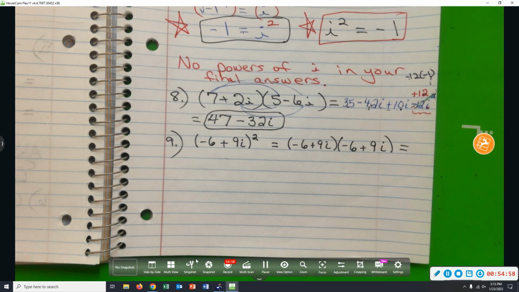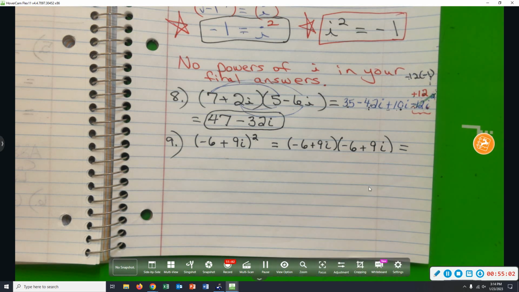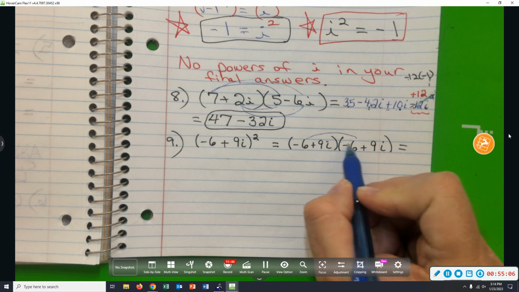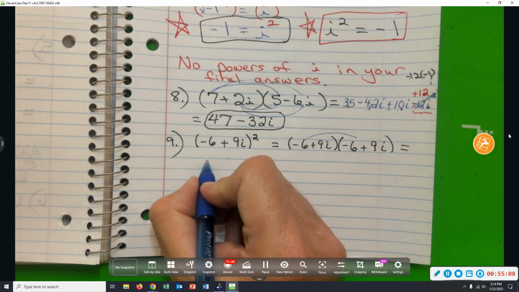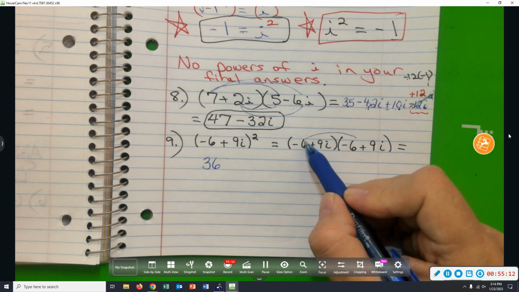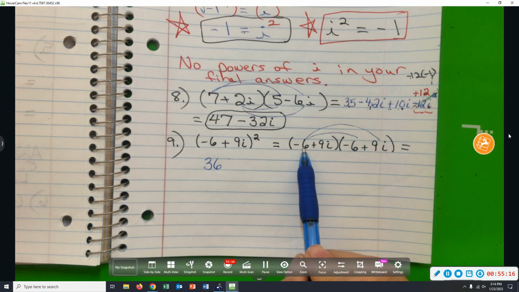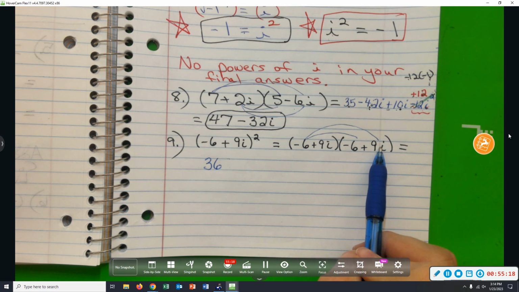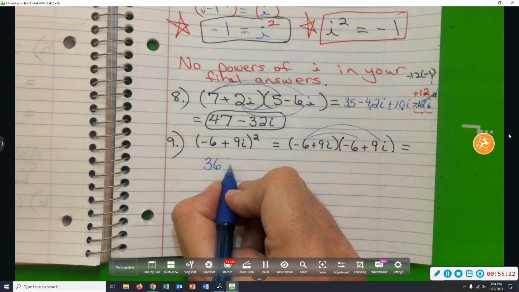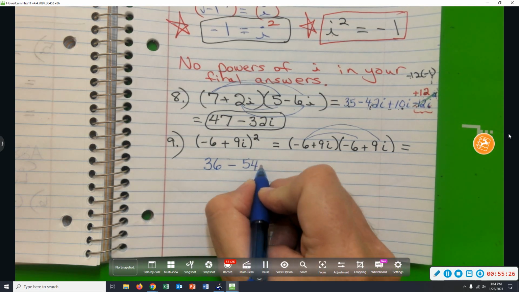And now we'll FOIL it out. Don't do it in this little space here, Tony. Do it down here. Write it out big like I do. Negative 6 times negative 6, 36. Then a negative 6 times a positive 9i. That's going to be negative 54i.